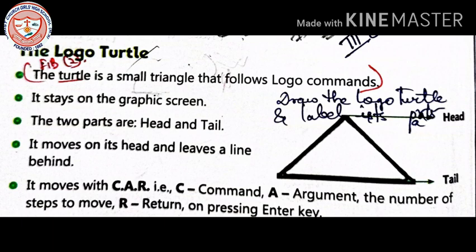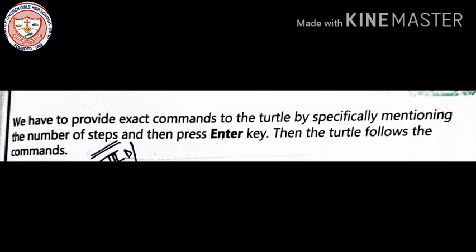It moves with CAR. The full form of CAR: C stands for command, A stands for argument, the number of steps to move, and R stands for return on pressing the enter key. So this is the Logo turtle. You can see the image. The upper part is the head and the lower part is the tail. This drawing is really very important, so you should practice this drawing with the labeling on it.